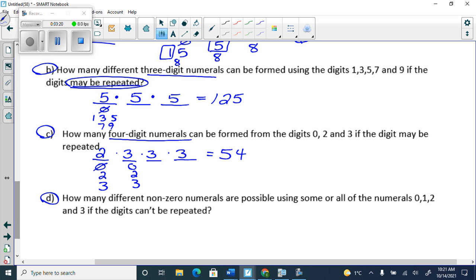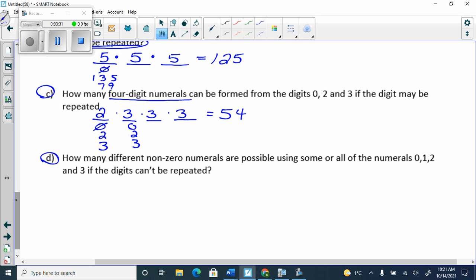The last one is a tricky one, and I'm just giving it to you just in case you happen to get one on the diploma like this, then you've at least seen it before. I haven't seen one, but you could. So this one says, how many non-zero numerals? So that means the number 0 can't exist. That's what a non-zero numeral means. Are possible if some or all of the numerals 0, 1, 2, and 3, if the digits can't be repeated.